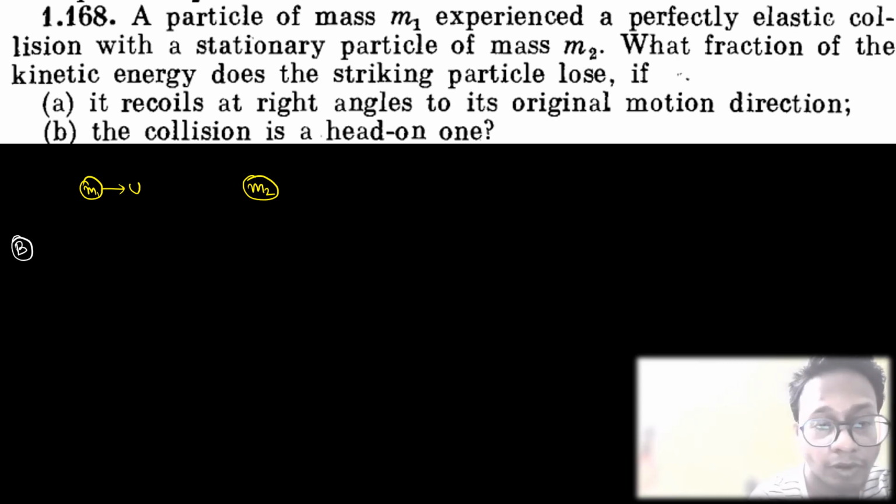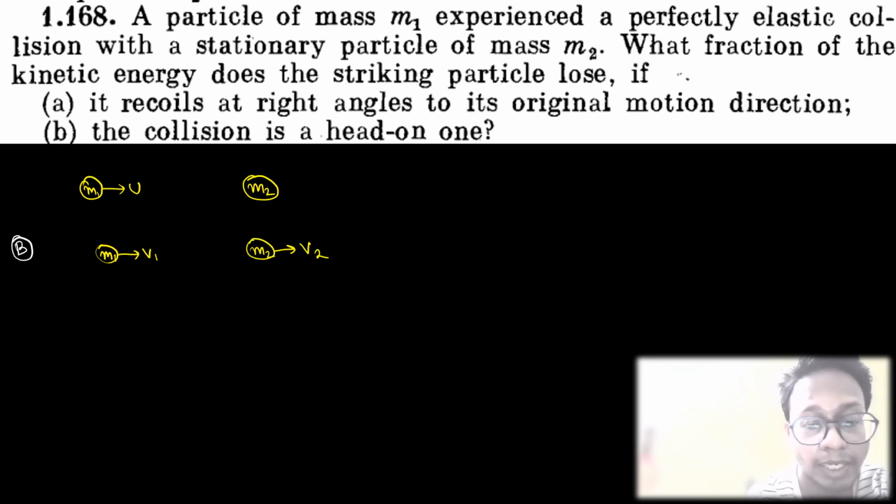After collision, m1 will move with velocity v1, and m2 will move with velocity v2. But unlike the previous problem, where the mass m1 is bouncing off at a right angle, all these v1, v2, and u will lie on the same line. That means if you use only the x-axis vector, our problem can be solved.